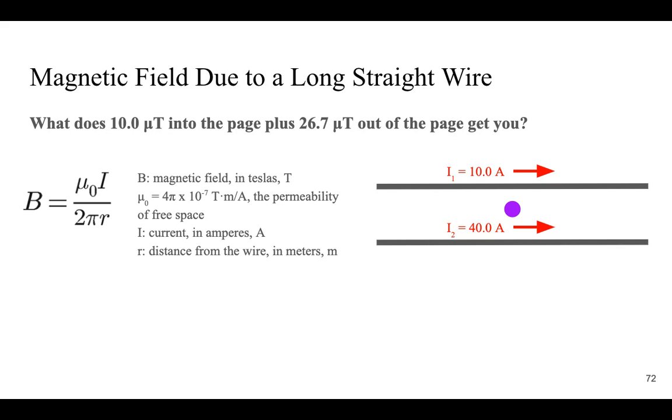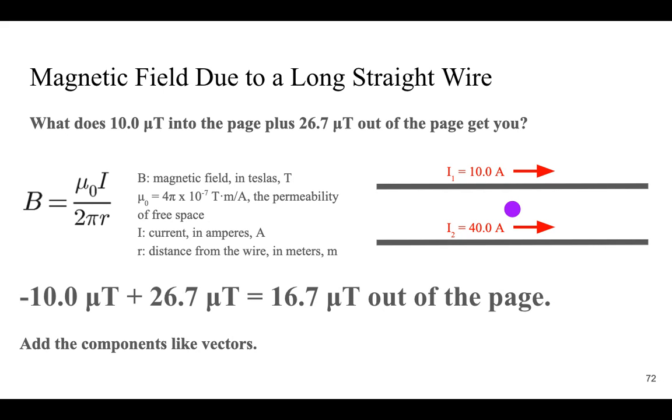So how do we deal with this? We've got 10 microteslas going into the page from the top wire and 26.7 coming out of the page from the bottom wire. Well, we add them like vectors. Into the page, call that direction negative, so that's minus 10 microtesla. And out of the page, call that one positive, 26.7 microtesla. Add them together and you get 16.7 microtesla coming out of the page. So magnetic field is very much a vector thing. When you're adding components of magnetic fields, you have to add them like vectors.